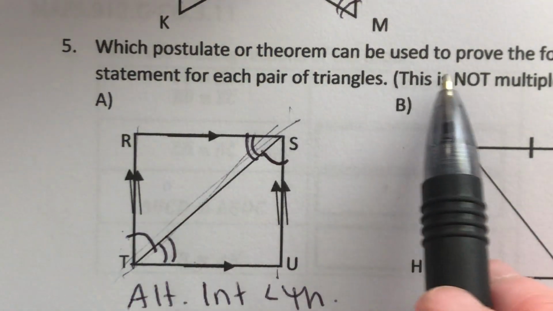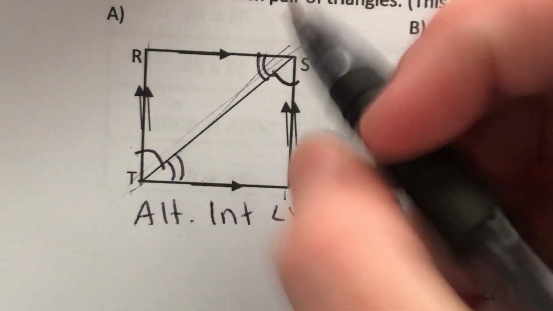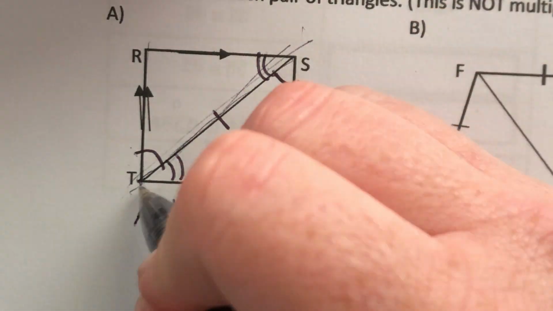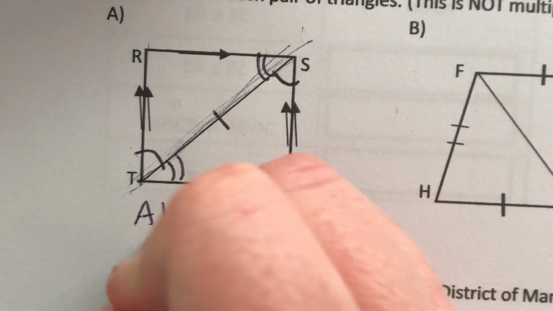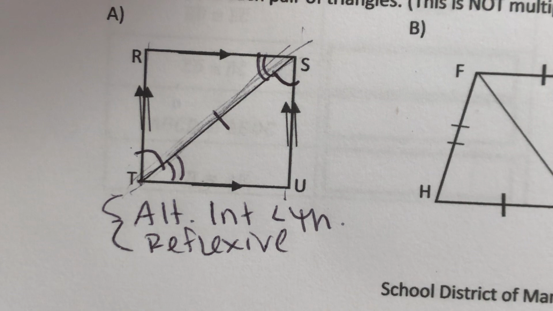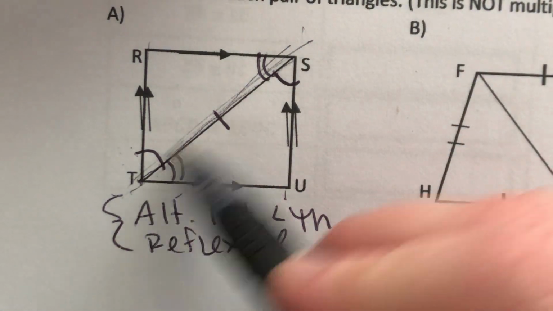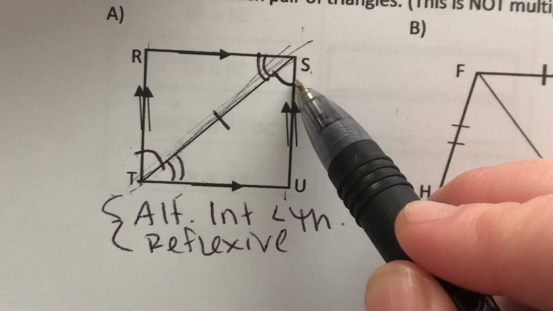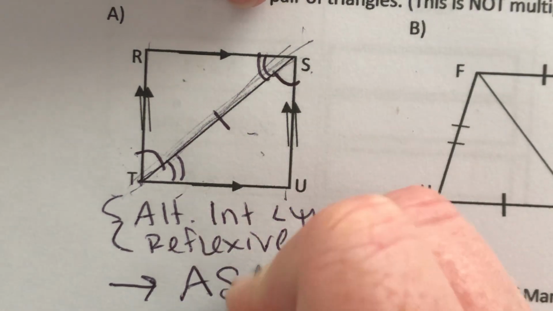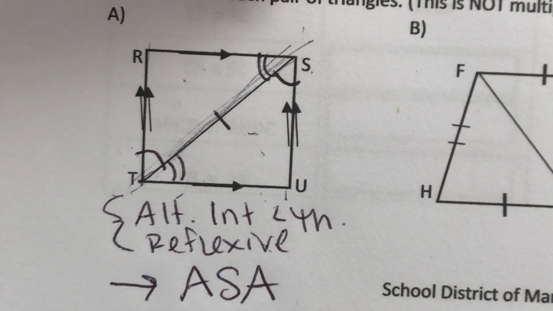It asks which postulate or theorem can be used to prove the following triangles congruent. That's one of them. And then we need to use this middle side, this guy right here. What would we say? TS is congruent to itself. That's reflexive. So what have we proven now? An angle, a side, and an angle congruent to an angle, a side, and an angle. That's ASA. So our postulate or theorem to prove these two triangles are congruent is ASA. We use these along the way to help us get there, but ASA is the answer.